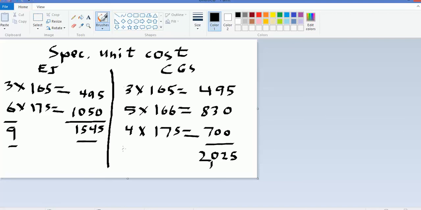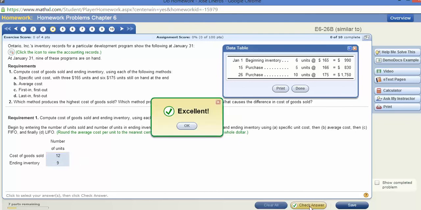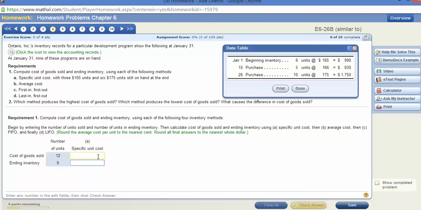Again, be ever mindful of the number of units. 9 and 3 is 12. So 12 units were sold. 9 were kept. 12 were sold. Come over here, 12. And the rest should be pretty easy, because now it's just asking you for the actual dollars. Notice it's specific unit cost. This is the actual dollars.